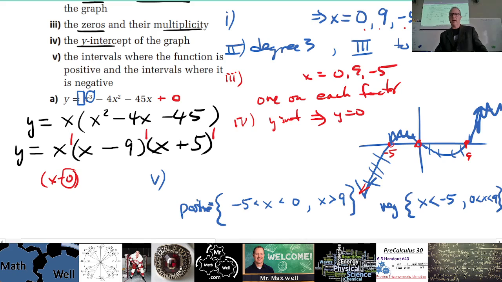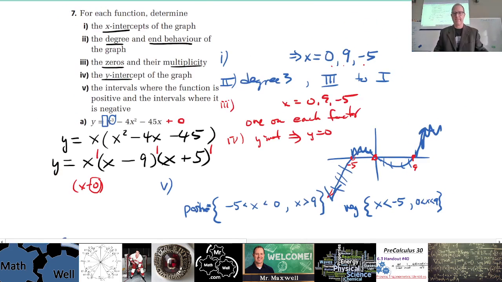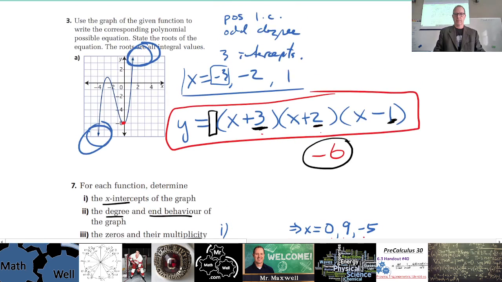I don't think I've done an example like that with you for a while, but that's where it's positive and negative. It's easiest to maybe sketch the graph first to see that. You don't have to sketch the graph first. You can work it out in your mind. If it starts in quadrant 3 and then comes up to the first intercept, that's where it's negative, from negative infinity to the first intercept. But graphing it is pretty easy to do. Any questions about this one? Okay, so that's number 3 and number 7 for you.